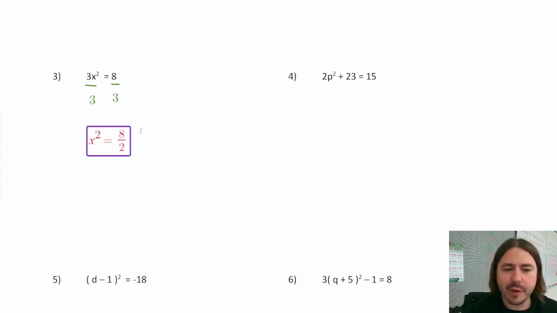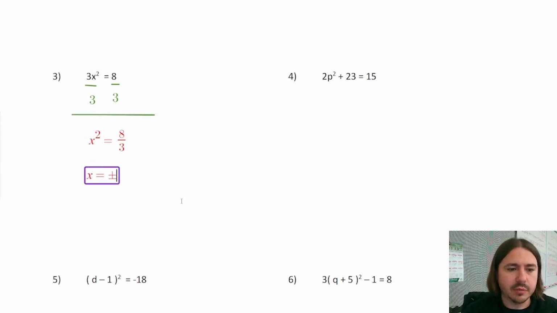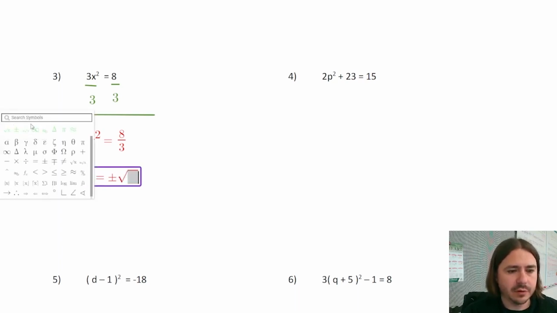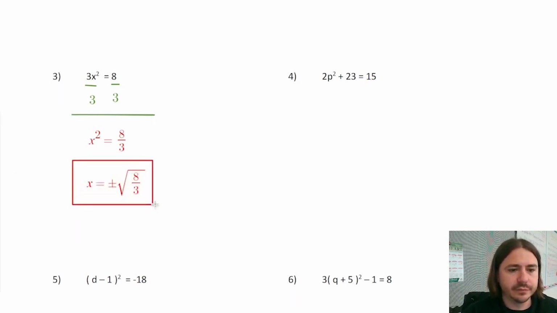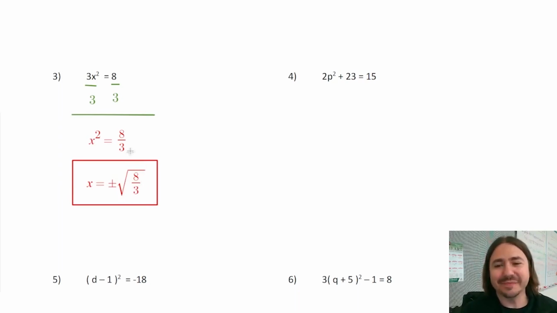Don't get scared off by the fraction here. It's not that big of a deal. It just means we're going to be taking the square root of a fraction. So I'm going to take the square root of both sides, and that's going to leave me with x equals plus or minus the square root of 8 thirds. So not a very nice looking answer there, but that's what it is.